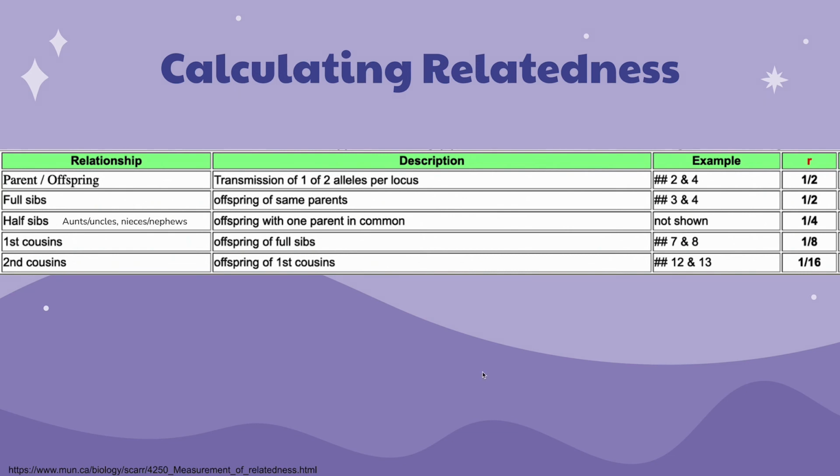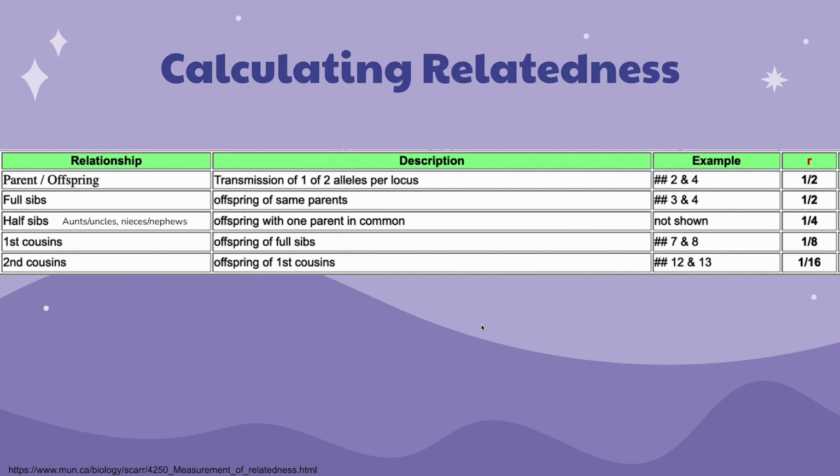So if you see parents, the relationship of parents to offspring or siblings to each other is 1/2. The relationship of half siblings is 1/4, as well as for uncles and aunts, nieces and nephews. And for first cousins, it is 1/8, and second cousins is 1/16.